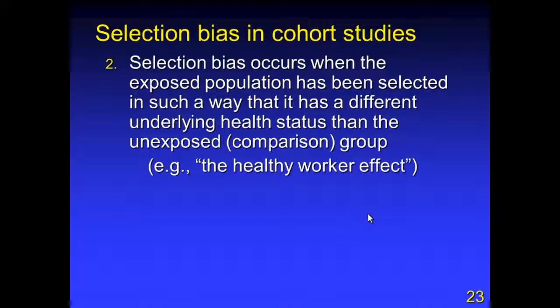So another way in which selection bias can occur in cohort studies is when the exposed population that we're looking at in our cohort has been selected in a way that has a different underlying health status from the unexposed or comparison group. And a classic example of this is the so-called healthy worker effect.